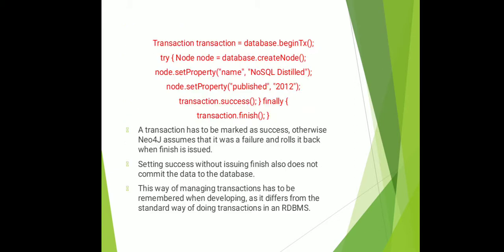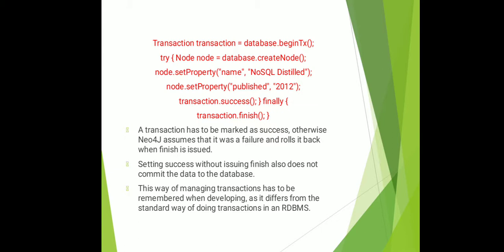So as I told you, first is start. To start a transaction, the command used is database.beginTx. So transaction equals database.beginTx, which is mentioned with tx. And after that, we have seen four steps. One is creating node and setting up property, and then success, and finally finish.